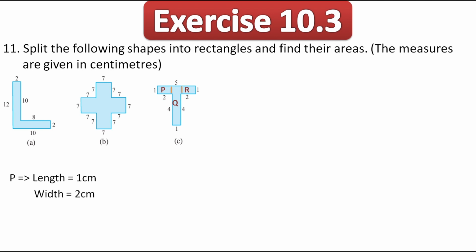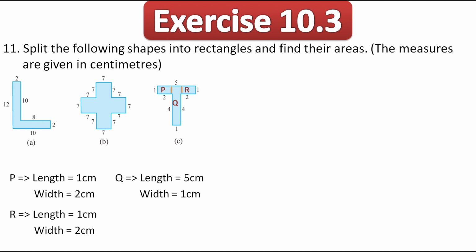rectangle Q has the length, see, this much is 4 centimeter and this is equal to this. So 4 plus 1 is 5. Therefore, Q has the length 5 centimeter and width 1 centimeter. And the rectangle R has the length 1 centimeter and width 2 centimeter.